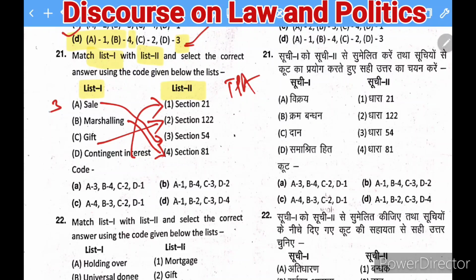So what you find, the right answer of this question is sale. For A it is going to 3. For B it is going to 4. For C it is going to be 2. For D it is going to be 1. So we have to see the correct code is 3, 4, 2, 1. So where is the answer here? Let's see here. The right code is here. You can see 3, 4, 2, 1 is in A. So this is the correct code and this is the correct option.